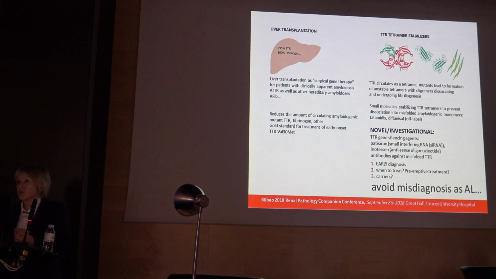So first there was liver transplantation as a form of surgical gene therapy. Now there are new developments, clinical trials, and actually some drugs already in testing. One group of drugs are TTR tetramer stabilizers. I mentioned that transthyretin circulates as a tetramer, and the presence of a mutant destabilizes the tetramer. And those monomers circulating have a tendency to congregate and form fibrils.